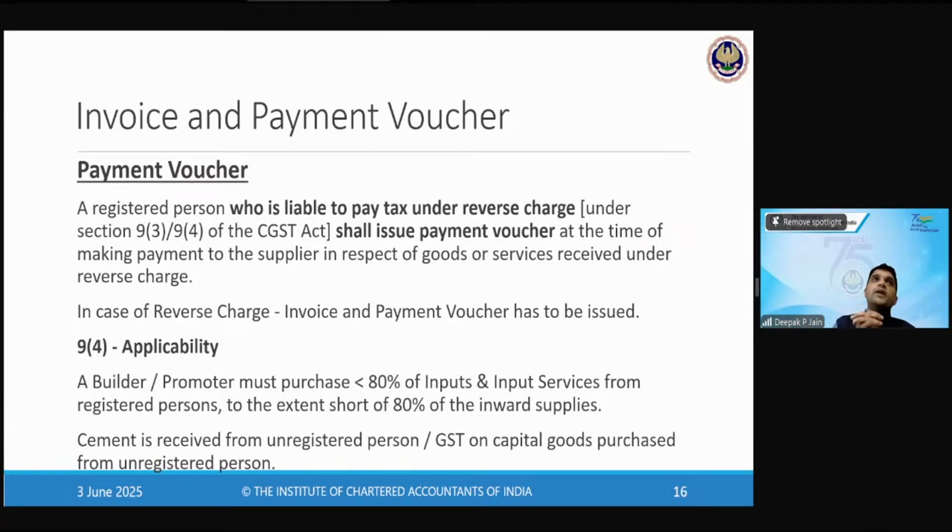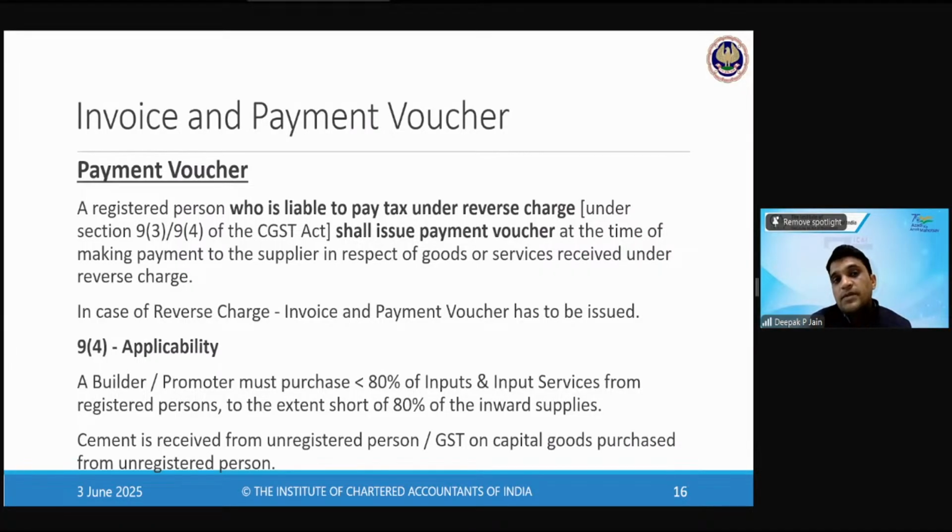Now, when you buy from an unregistered person, that will come under 9.4. And 9.4 says that only in one scenario you have to pay GST when you buy from an unregistered person. Now, what is that scenario? That scenario is when you're buying from a builder. A builder is having a concessional rate of 5%. But the condition is he cannot claim any input tax credit.